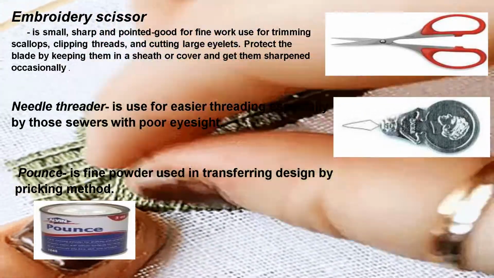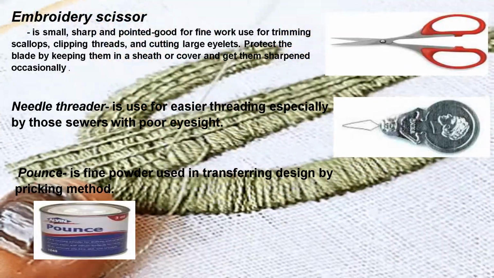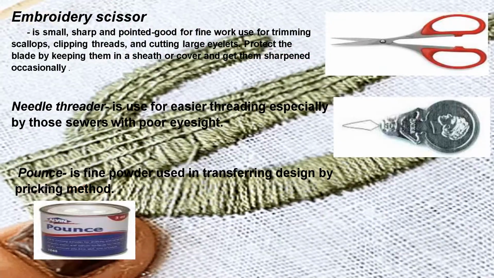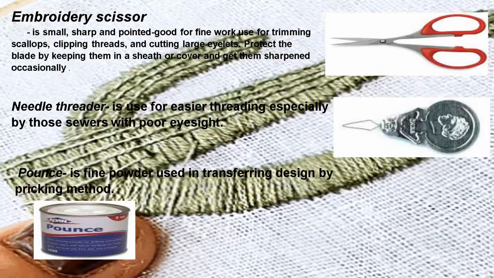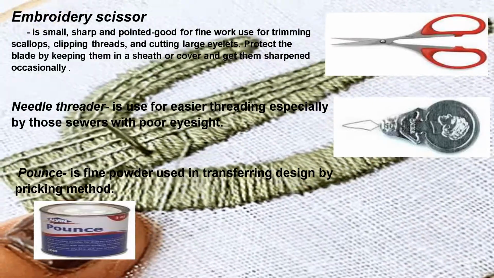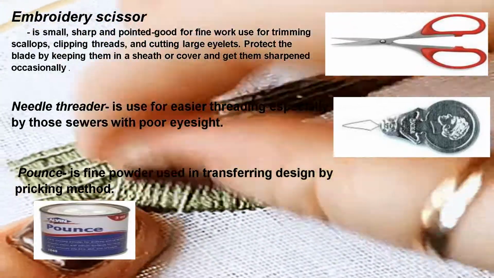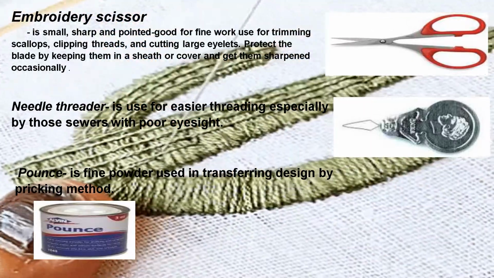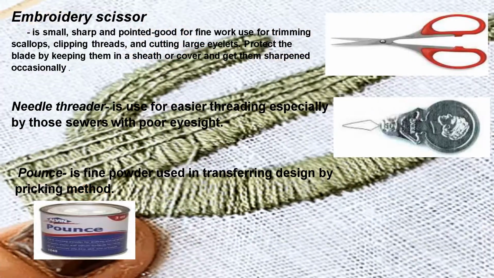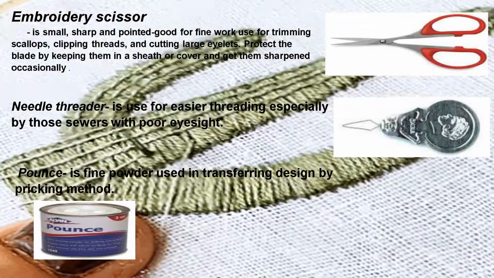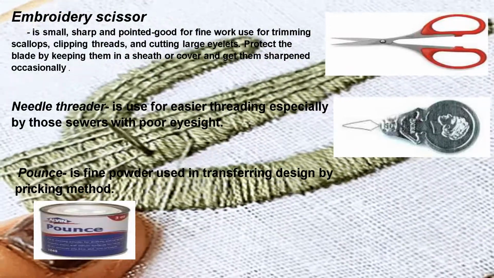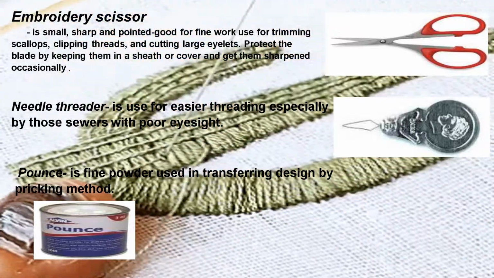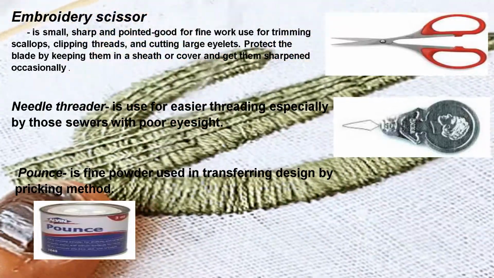Embroidery scissor is small, sharp, and pointed, good for fine work, used for trimming scallops, clipping threads, and cutting large eyelets. Protect the blades by keeping them in a sheath or cover and get them sharpened occasionally. Next, we have needle threader. It's used for easier threading, especially by those sewers with poor eyesight. Pons is fine powder used in transferring design by pricking method.